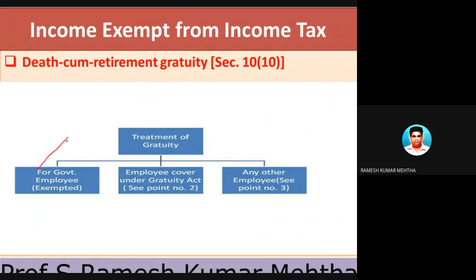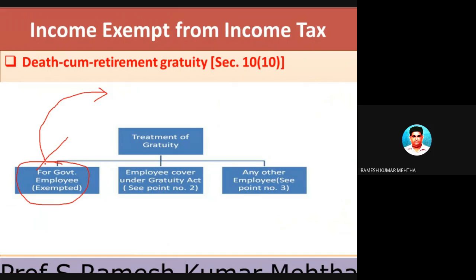So, treatment of gratuity for a government employee: it is fully exempted from tax. Any government employee receiving gratuity at the time of retirement, or at the time of his death, if the family members are receiving the gratuity of the deceased employee, then whatever gratuity is received, if he is a government employee, it is fully exempted from tax.